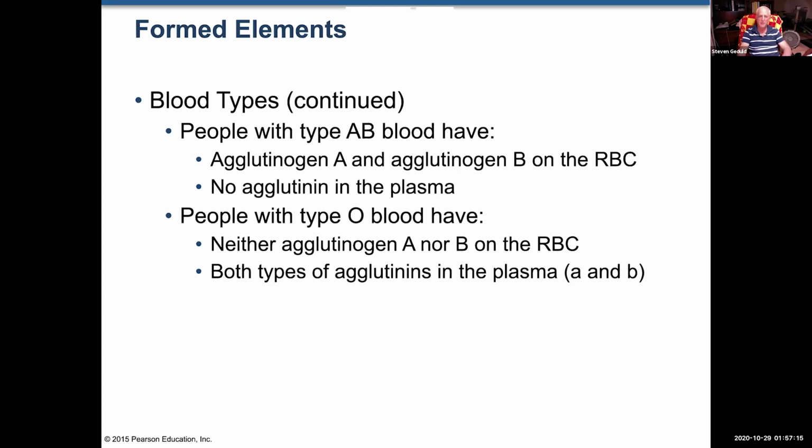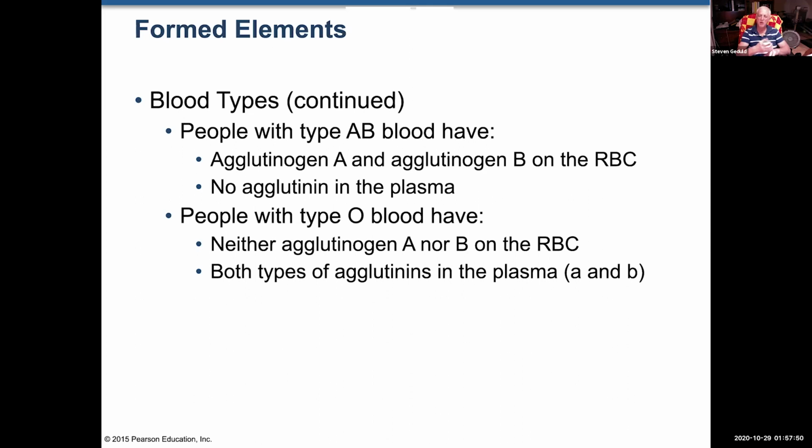People with type AB blood have surface antigen A and surface antigen B on their red blood cells, and they have no antibodies circulating in their plasma because they have A and B markers. If they had antibodies in the plasma, they'd mark their own blood as foreign and destroy it. So people with AB blood have surface antigen A, surface antigen B, and no antibodies circulating in the plasma.